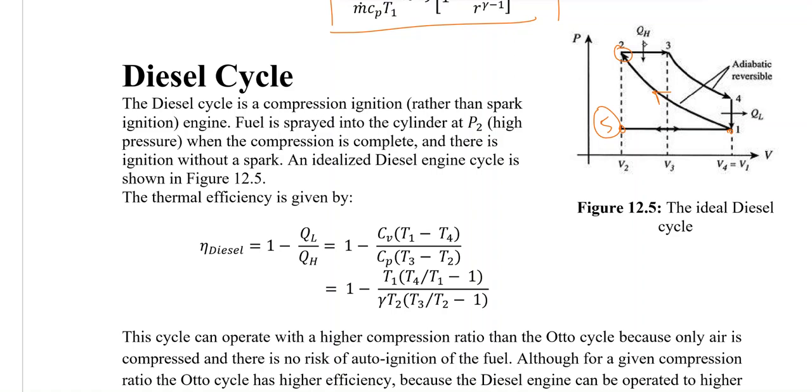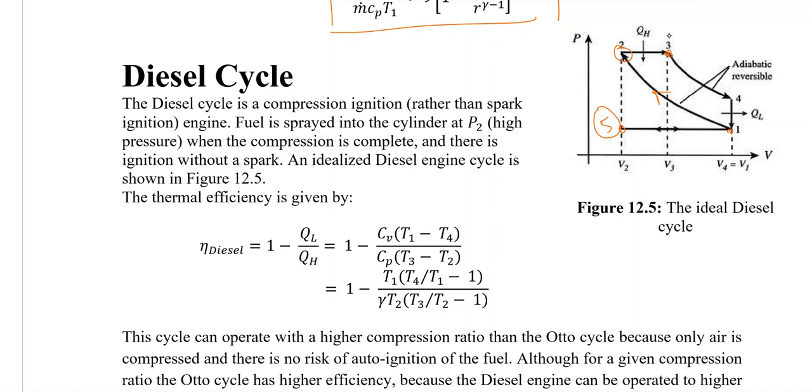And then at state number 2, the fuel is injected in a combustion chamber, or in a cylinder. Once the fuel is injected, there would be some auto ignition, and when the fuel is combusted, we would keep the pressure constant. So from 2 to 3, it will be the heat addition, in other words, the combustion at a constant pressure process.